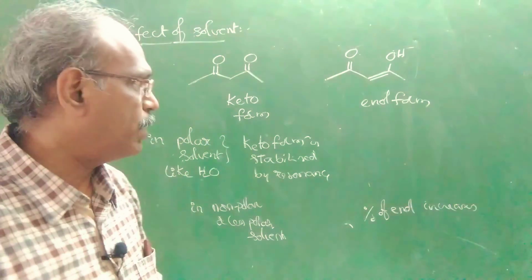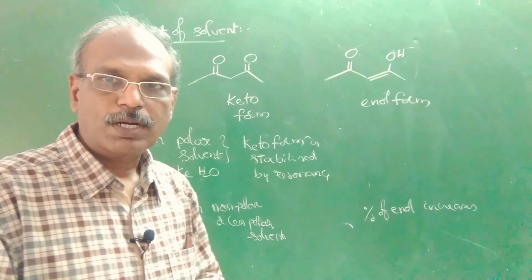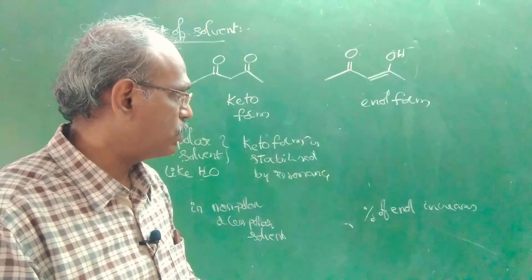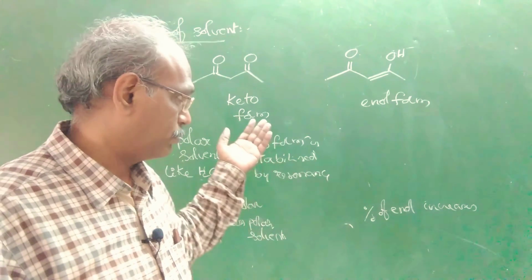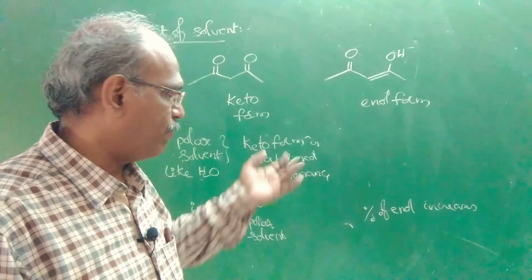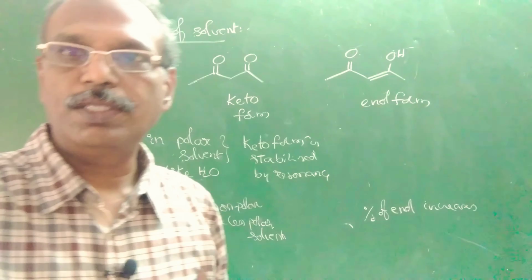So in this video, what we have seen is different stability of enols. What are the factors? We have seen the resonance factor, intramolecular hydrogen bond, steric factor, and effect of solvent. These are the different things we have seen in this video.